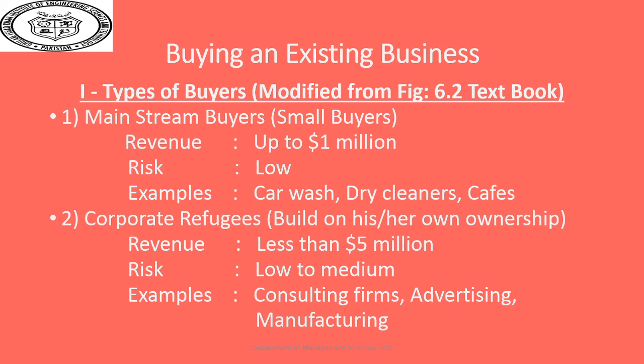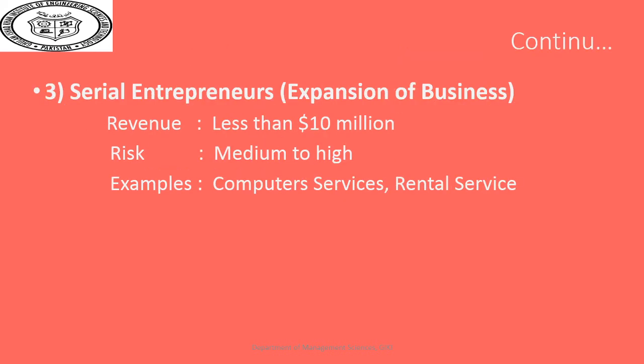Okay. Then the number 3 type, serial entrepreneurs. This relates to the expansion of business. You already have certain organizations, but you rather want to expand your business. For example, if you have 2-3 biryani restaurants and now want to expand with more biryani shops. Okay. Well, revenues may be less than $10 million, expected, so the risk is medium to high.